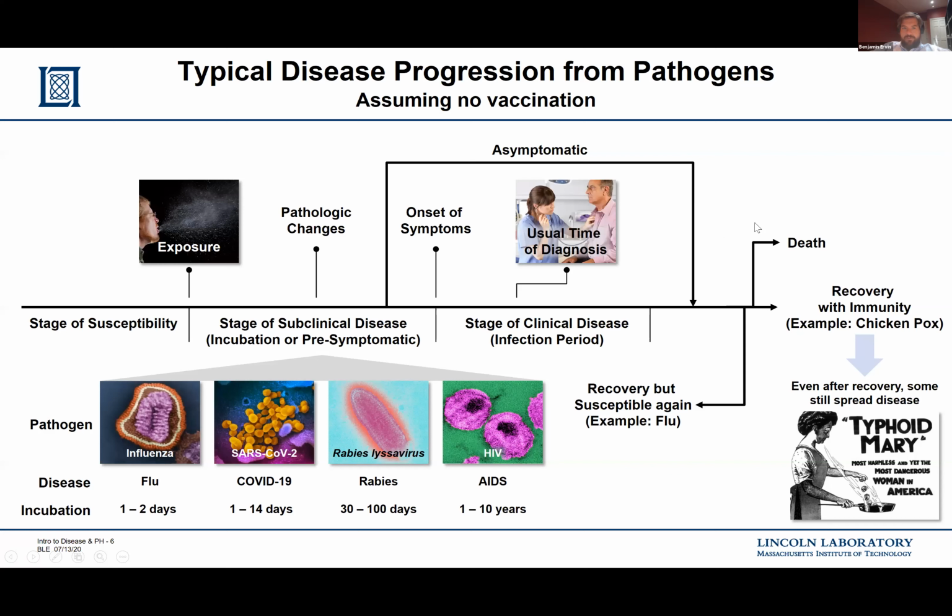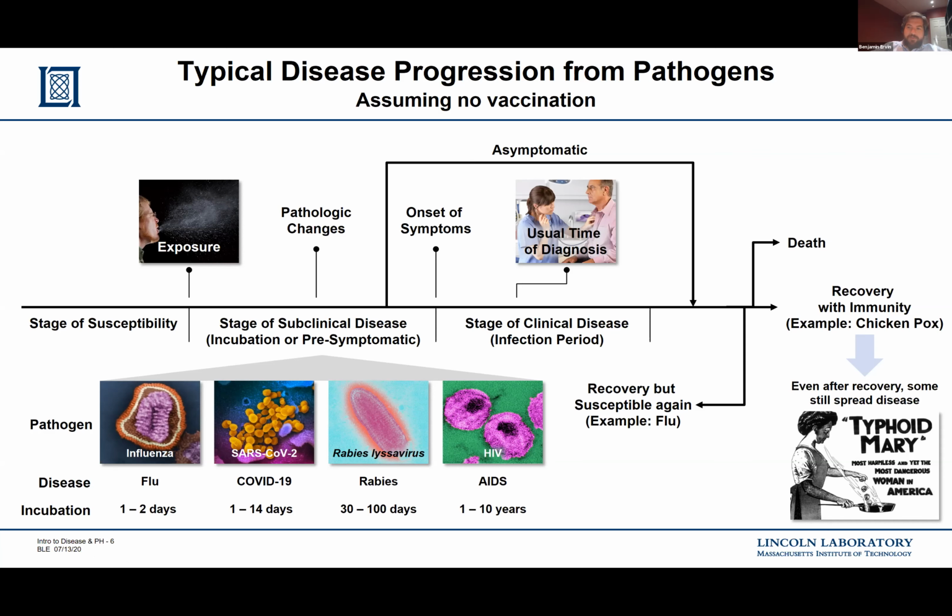And so you end up on this right side of here with several different options. These aren't all the options, but these are sort of the classic ones. You could end up dying from a disease, obviously. You could have recovery, but then you're susceptible again. So this is like the flu. You might get sick with the flu, but then you could get sick again. The next season, you could get sick again. And then you could have something like recovery with immunity, like chickenpox, where you don't go back into the susceptible population.